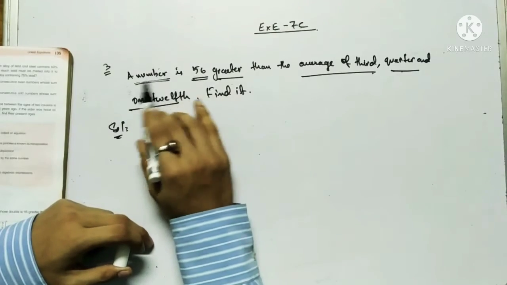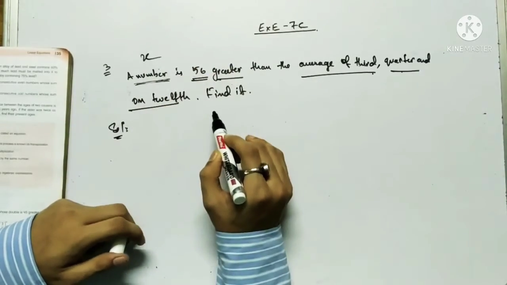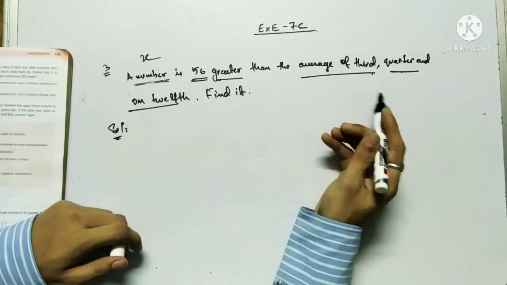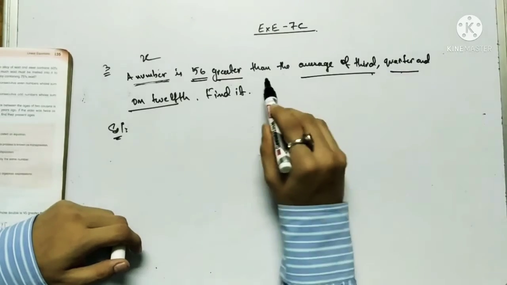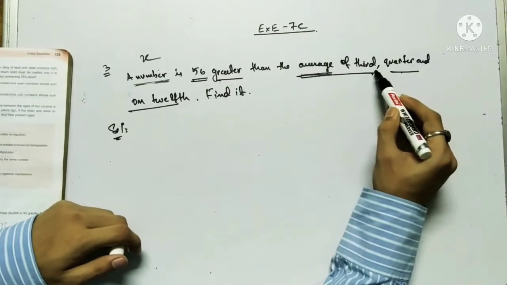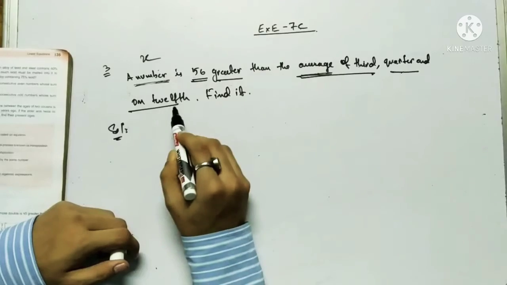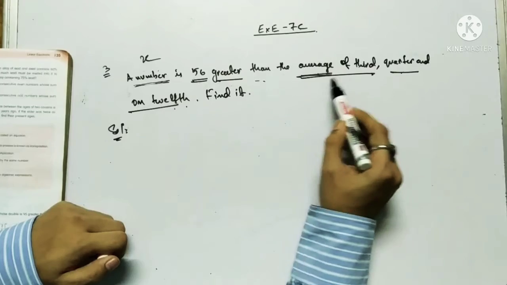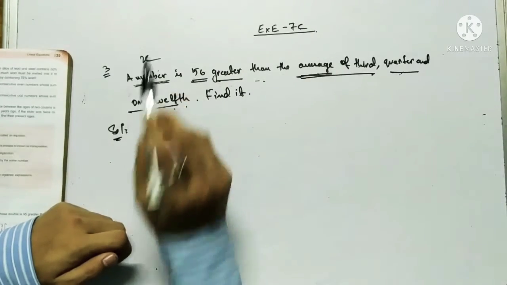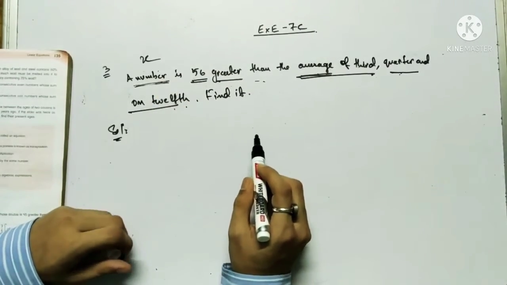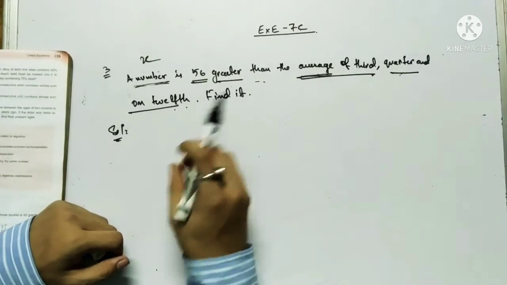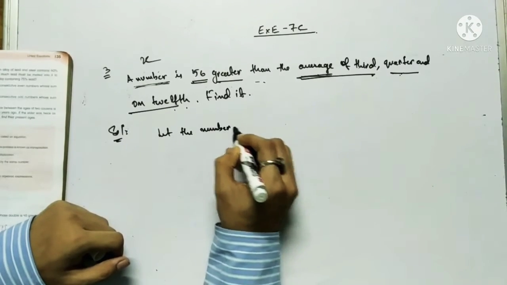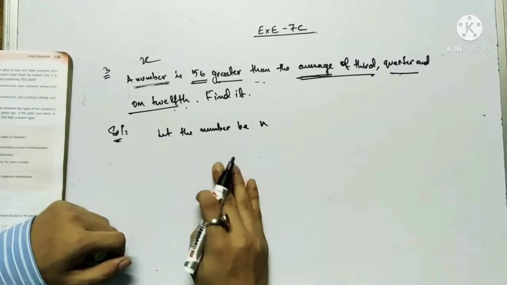Understand? A number, this number I will have to take it as x. Okay, it is 56 greater. 56 greater than whom? Then the average of third quarter and 1/12 of that number. That means x. Understand? 56 greater than the average of third quarter and 1/12 of x. So therefore in here I will take, let the number be x.